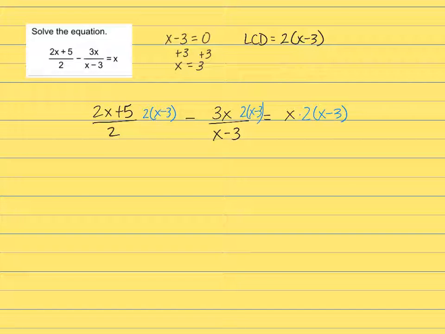So now, this 2 and that 2 cancel. That 2 divided by 2 is 1. So we can cross those out. That x minus 3 divided by that x minus 3 is just 1. So we can take those out.